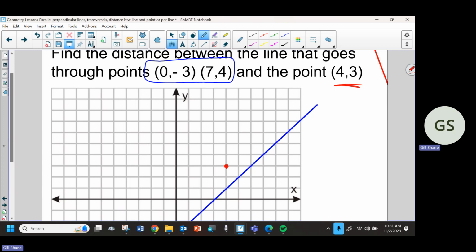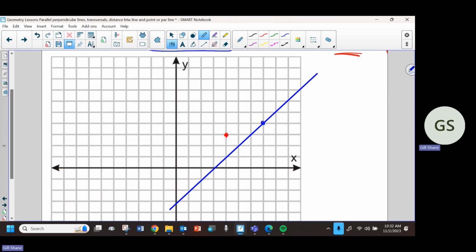I'll just give you the written part up here, and then you'll have to put it on the graph. To put it on the graph, you just say, where is 7, 4? Right there. Where is 0, negative 3? Right there. And then you just connect them with a line. You just graph, or plot, the points.